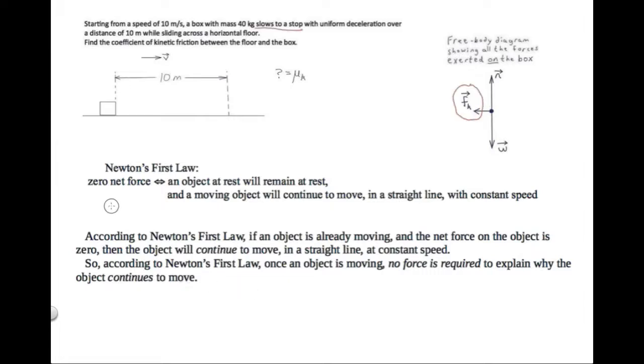Now, of course, in this problem, the box does not experience 0 net force. Because of the leftward frictional force, the box will actually experience a net force to the left. So the box will not move at constant speed. Instead, because of the leftward net force, the box will be slowing down, and eventually, after sliding for 10 meters, the box will stop moving to the right.